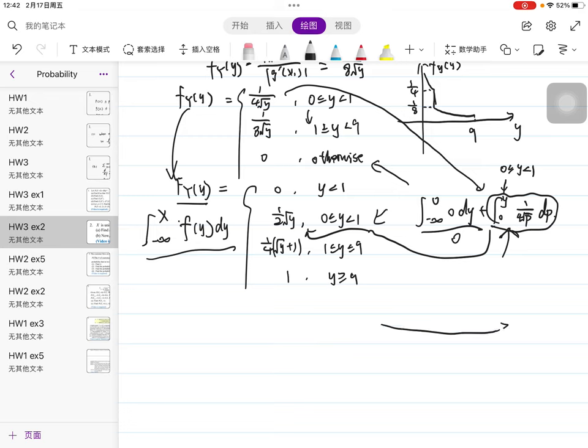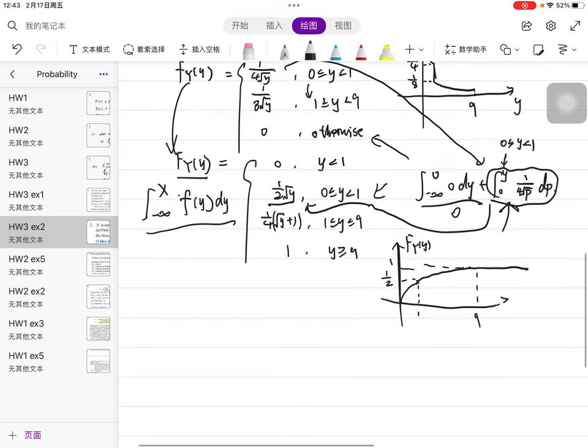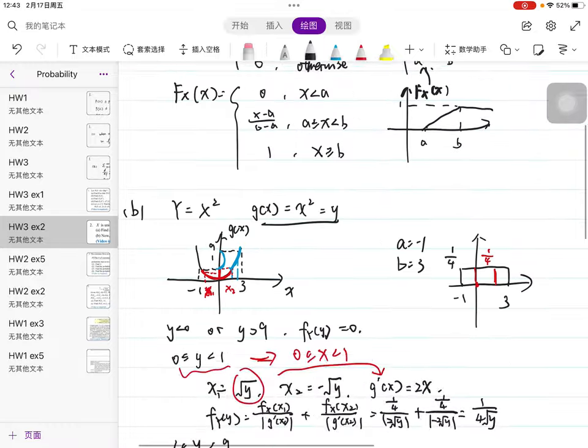And the figure looks like this. Here that is 1. When y equals 1, here is 1/2. Nine, here that is 1. Yes, we could check. When y equals 1, here is also 1/2.